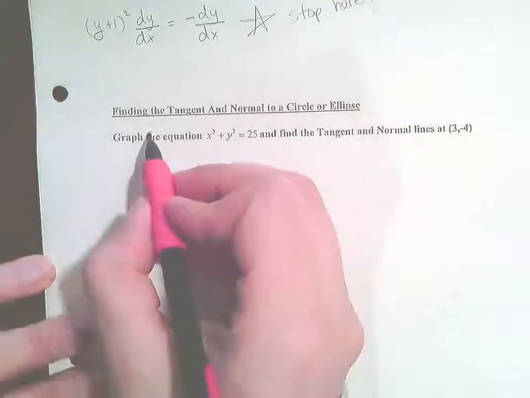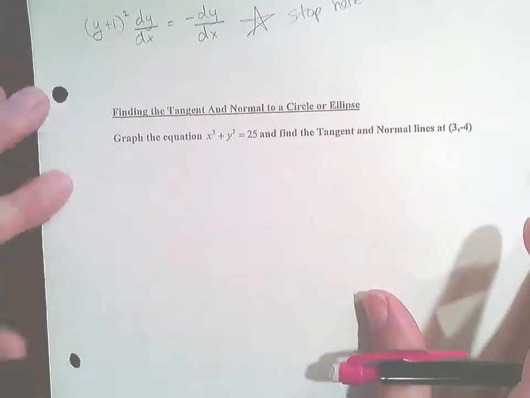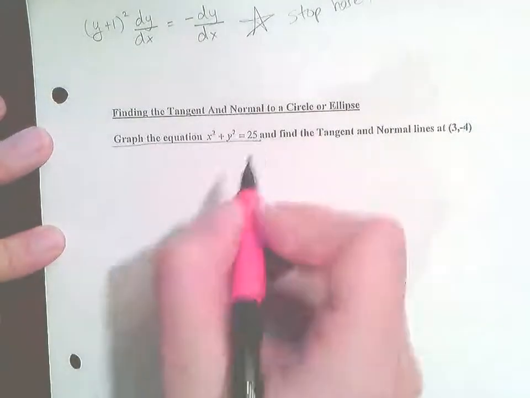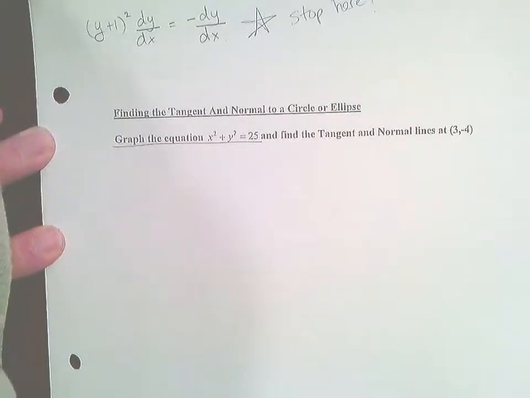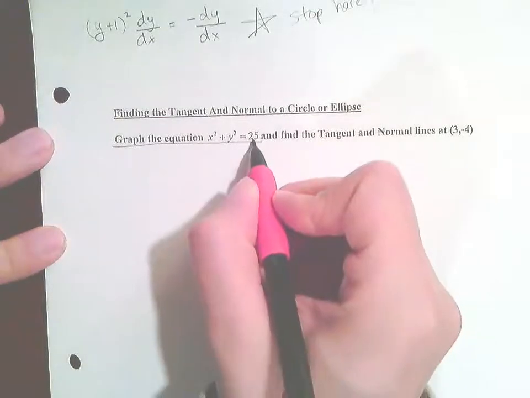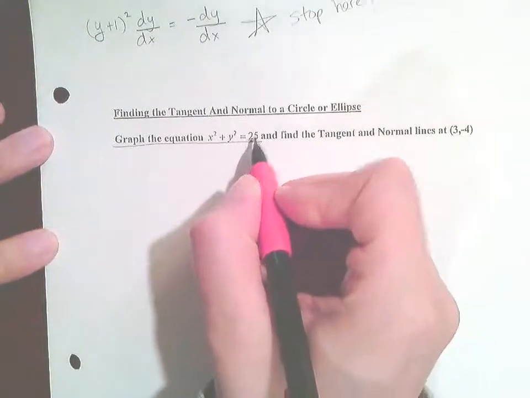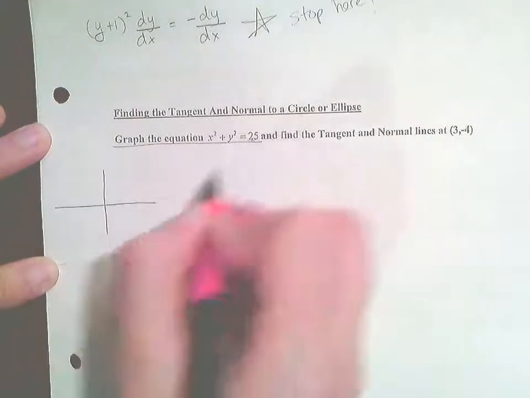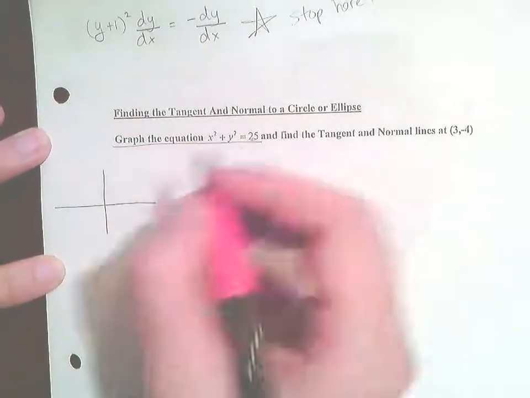Alright. The next part is finding the tangent and normal line to a circle or an ellipse. So first they want us to graph this function. Remember, this is a circle. So remember that this is your radius. It tells you what your r is. So when we graph our circle, we know that the radius is what? It's going to be 5.